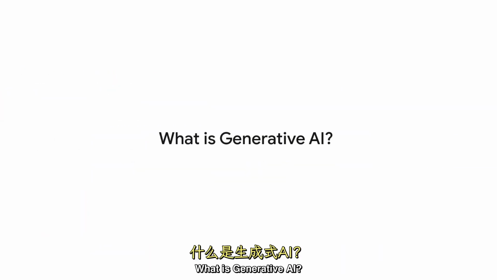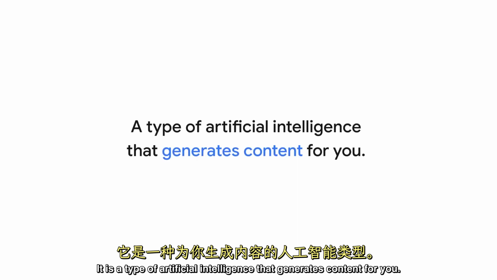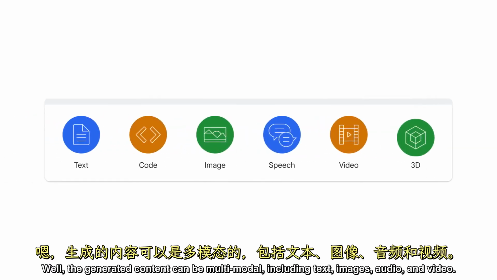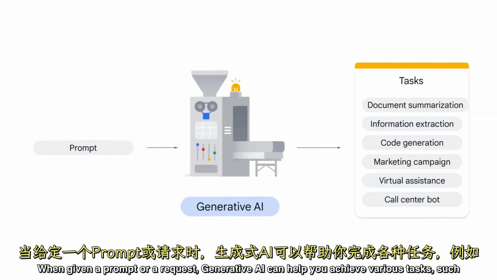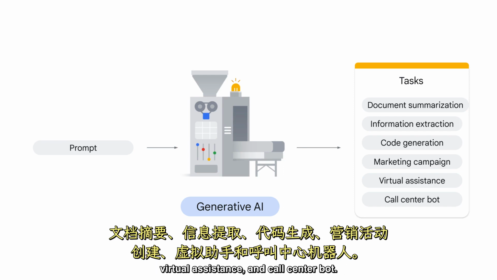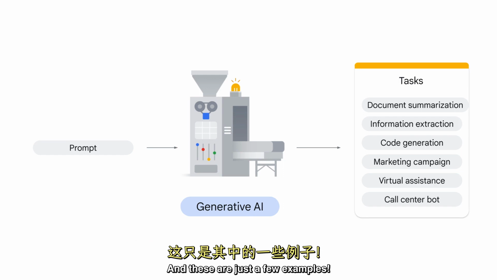What is Generative AI? It is a type of artificial intelligence that generates content for you. What kind of content? Well, the generative content can be multimodal, including text, images, audio, and video. When given a prompt or a request, Generative AI can help you achieve various tasks, such as document summarization, information extraction, code generation, marketing campaign creation, virtual assistants, and call center bot. And these are just a few examples.